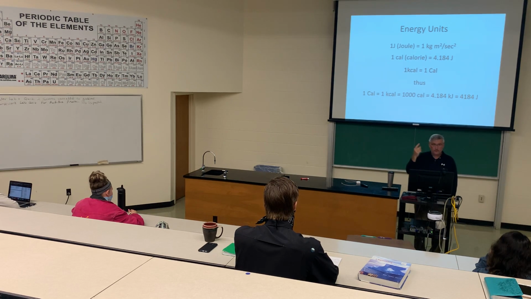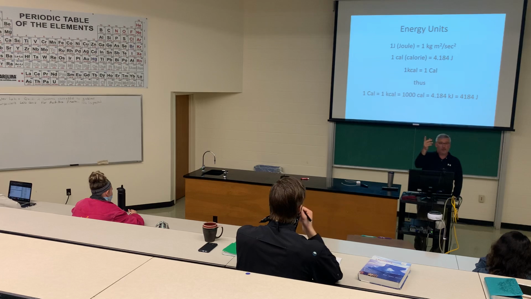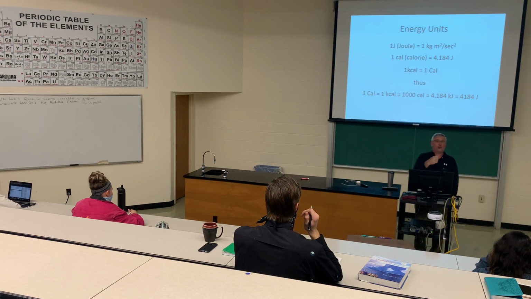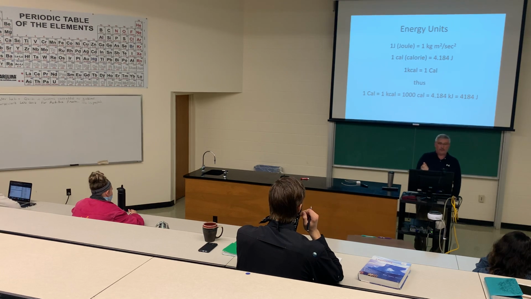4.184 joules per gram per degree C. Okay, so we'll see that in a minute. But that conversion sticks because of that unit that's used so often in things like calorimetry. And we'll talk about why and those things here in a little bit.